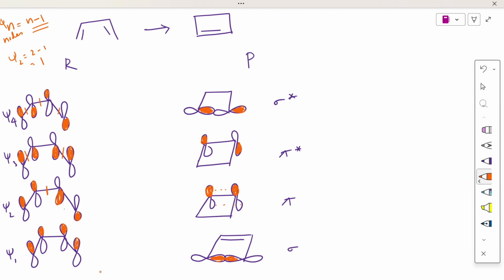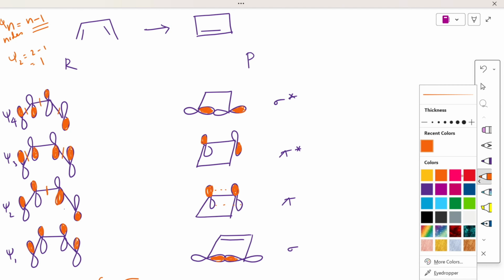Now let me consider the symmetry properties. So let me consider with respect to the axis of symmetry C2 and the plane of symmetry.